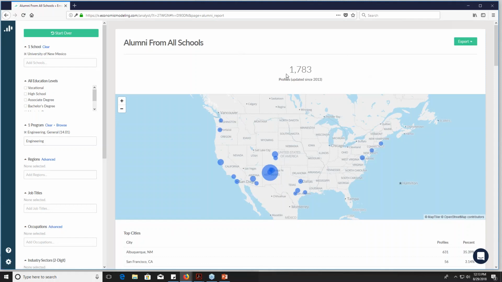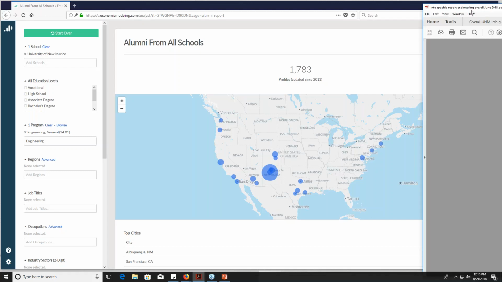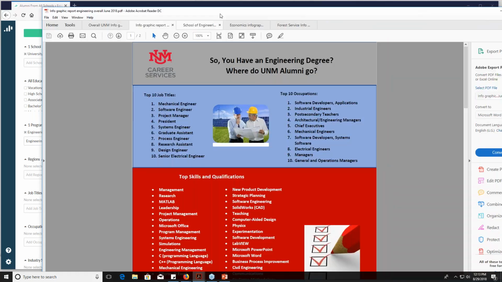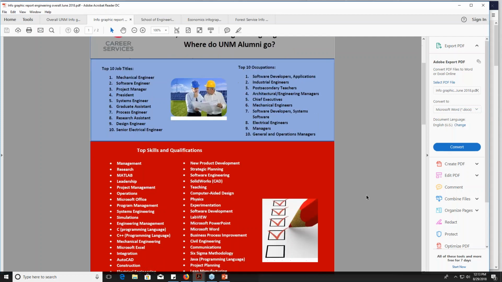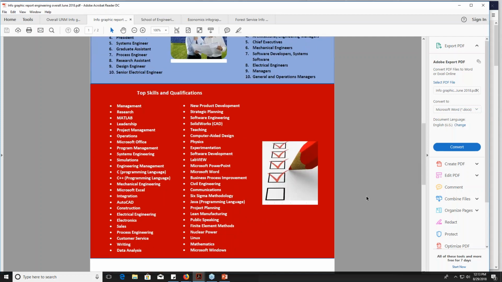And so when I ran it for the schools, I actually then developed a couple of things. One was I developed an infographic for each of our schools. And I did a similar thing where I said, so you have an engineering degree. Where do UNM alumni go with an engineering degree? And again, I helped highlight each of these areas, and I actually just here for this one, I actually used the top 10 job titles, the top 10 occupations, and then the top skills and qualifications.